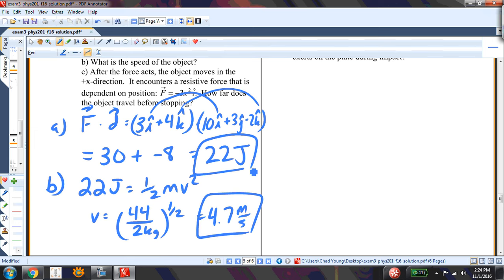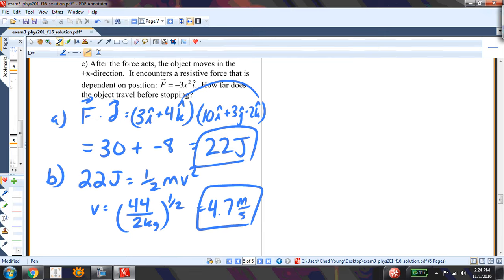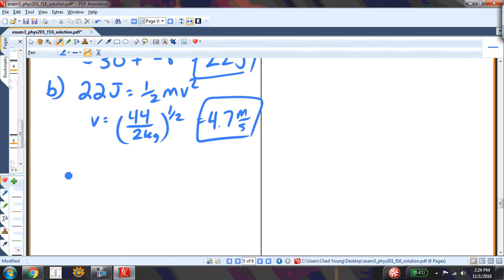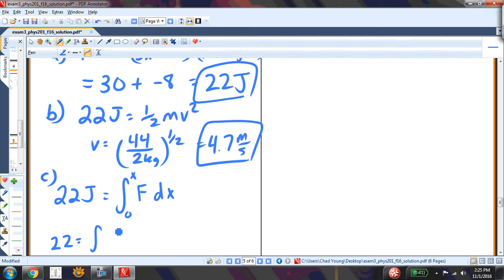And then C, a force acts given by this function, 3x squared, to cause the object to stop. How far does the object travel before stopping? So it has 22 joules of energy. And then it's taken away by some force that acts over a distance as it travels from 0 to x. And so we want to figure out what that x is. So we say 22 is the integral of the force, which was 3x squared. Notice that it's 3x squared I. Really what we're doing here is we're doing a dot product of two vectors and then integrating it.